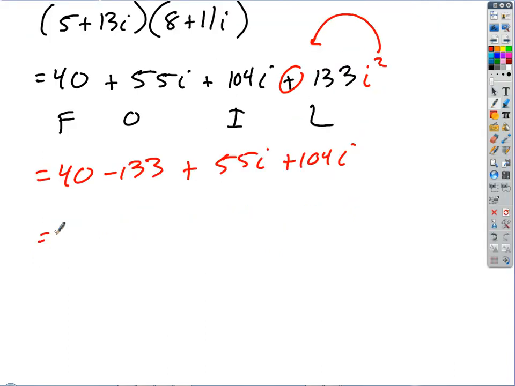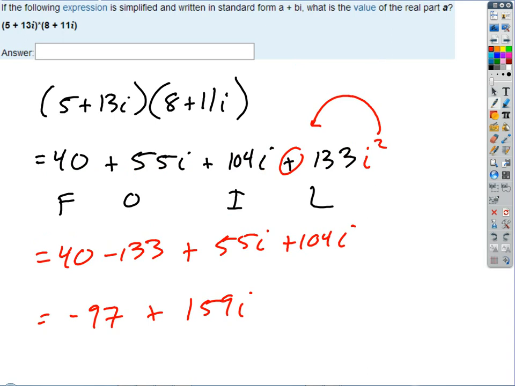So what's that giving me? 40 minus 133, what is that? Negative 97. Plus 159i. And we want a. So a is negative 97. Good?